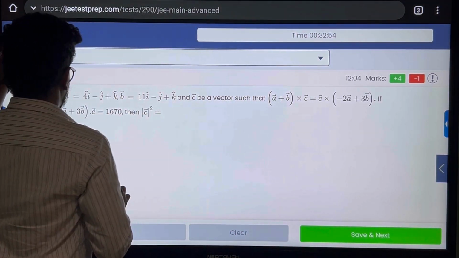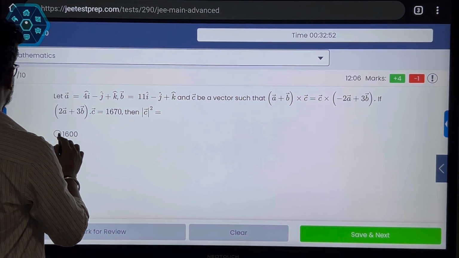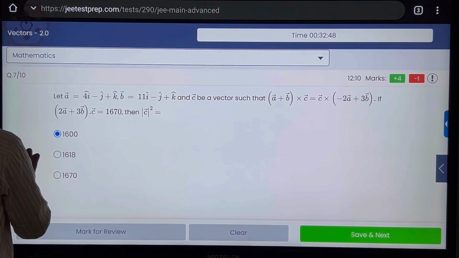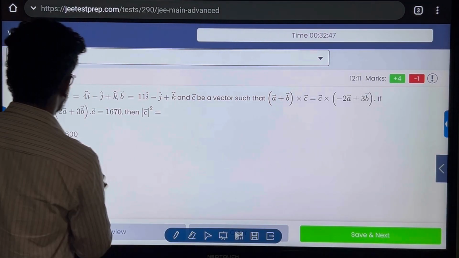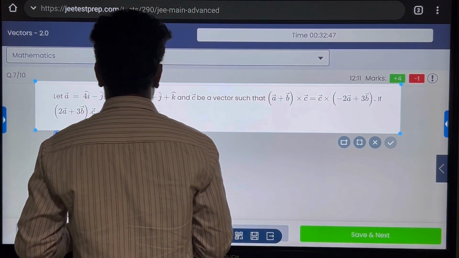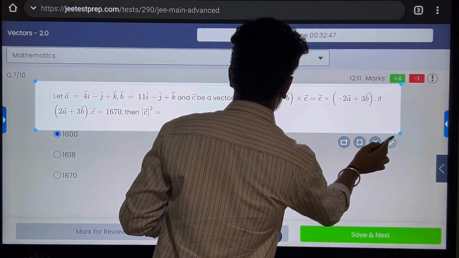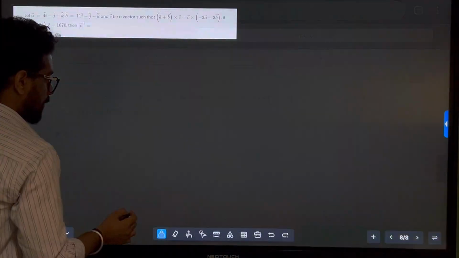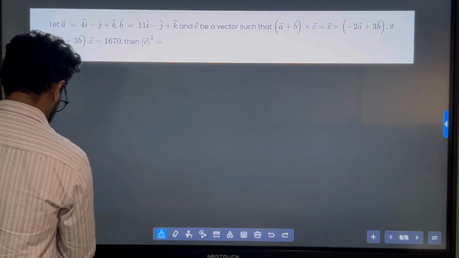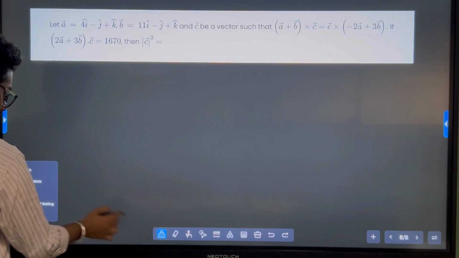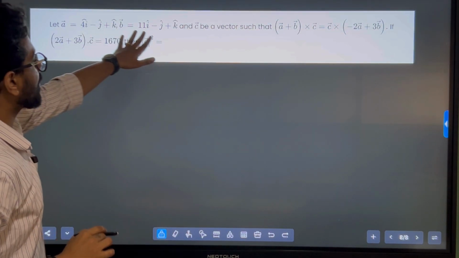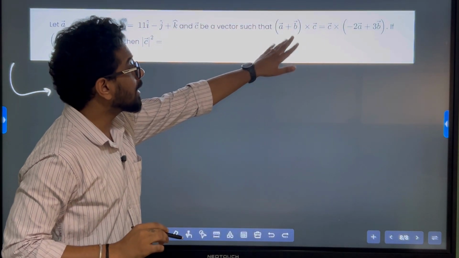So now we will solve this question. We have this question, and this is the last question for us. Here we have A, we have B, and we have A plus B cross C.